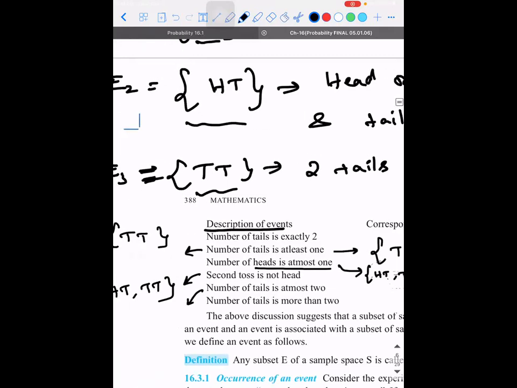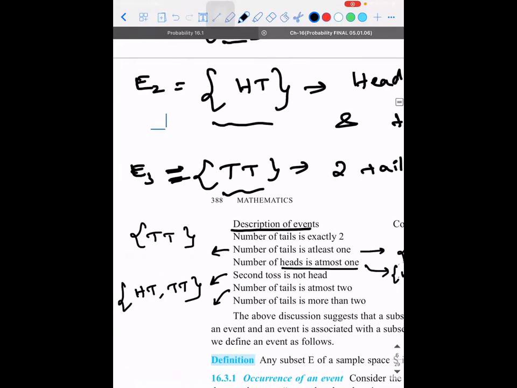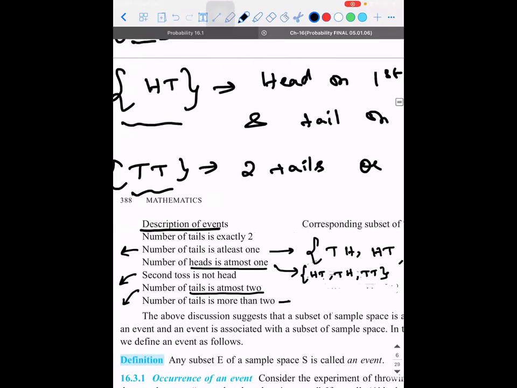Okay, sir. Understood. Similarly, tell me number of tails is at most 2. Head, all head, 4, tail, sir. Yes, all the 4. Number of tails is more than 2. None, sir. It's a null set.